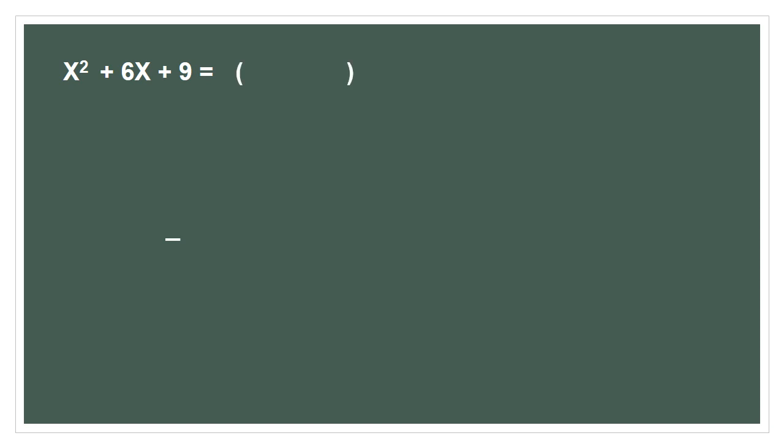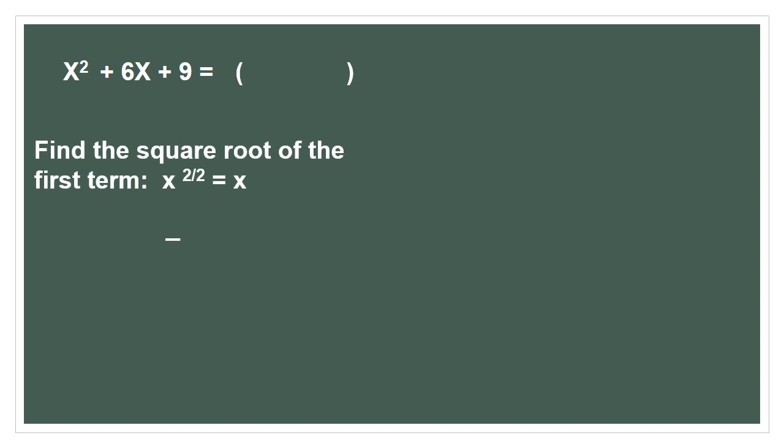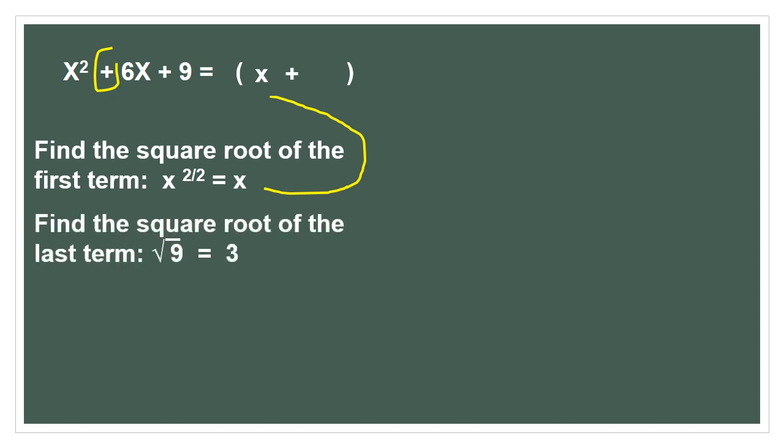So, gawa ulit tayo ng parentheses. Follow these steps. Find the square root of the first term. x squared, i-divide natin yung exponent sa 2, we have x. Isulat natin yung x doon sa parentheses. Okay, next. Positive yung ating middle term. So, ang sign of the binomial factor is also positive. Then, find the square root of the last term, which is 9. So, it is equal to 3. So, isulat naman natin yung 3 as our second term of the binomial factor.